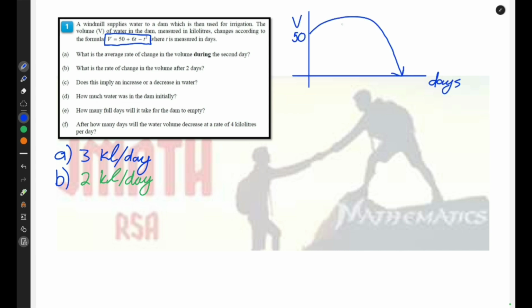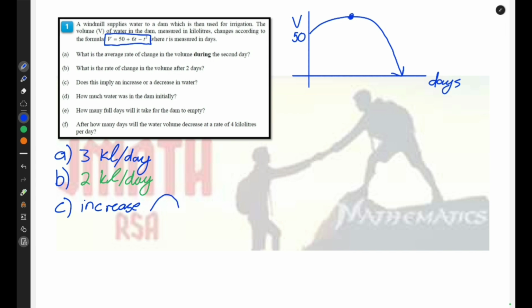So if I interpret this graph, it's a parabola that starts at 50 on the y-axis, so (0, 50), because the initial water in the dam was 50, and then it goes up for a little bit as the windmill goes, and then it irrigates the fields, so the water is getting less and less. So if they ask me in question C, does this imply that there's an increase or a decrease in the water? For the first part, there is an increase in the water. Then it reaches a turning point somewhere, and then it goes down. So question C, I would say increase.